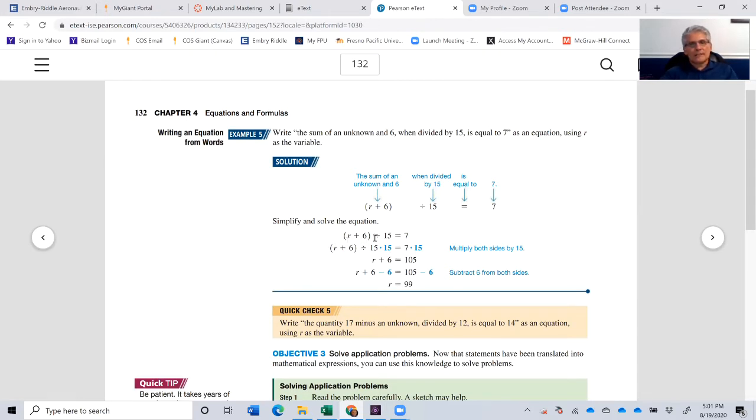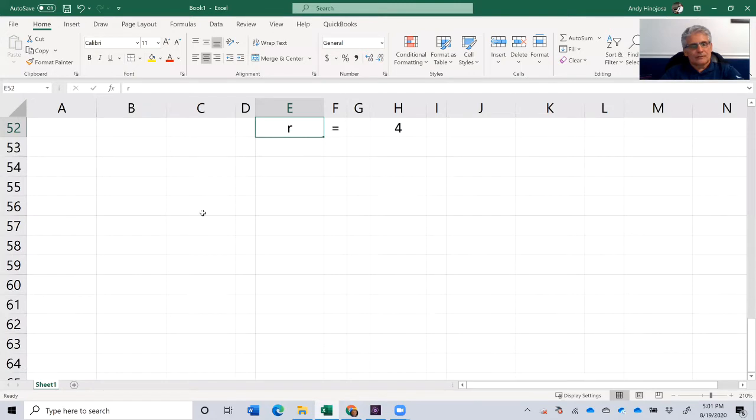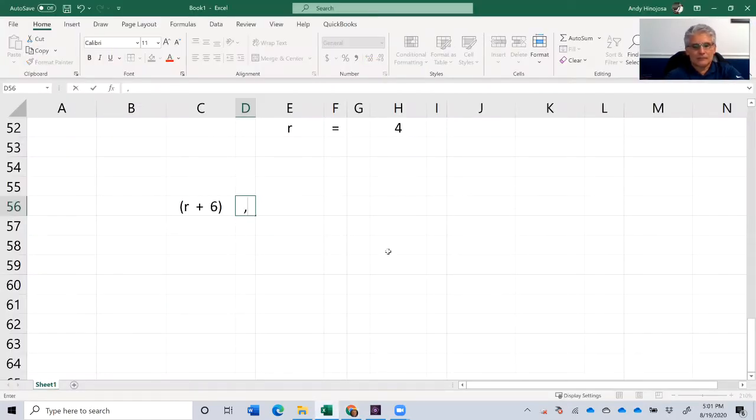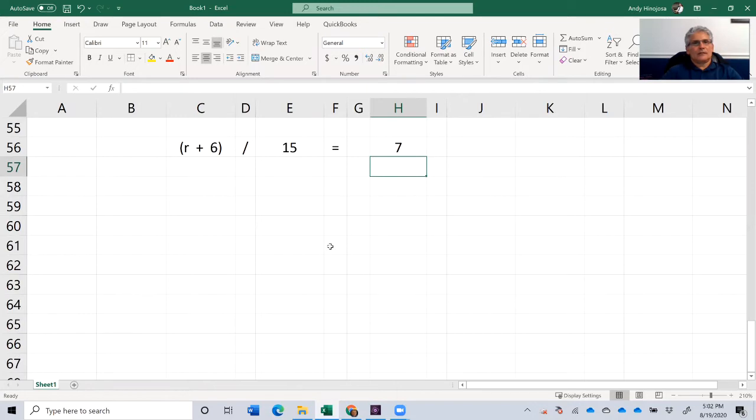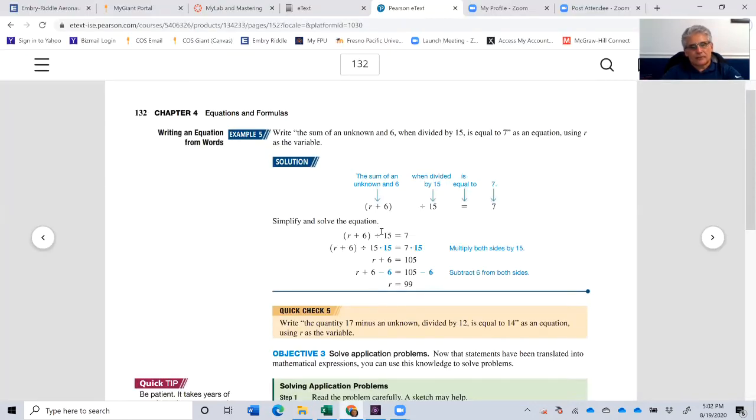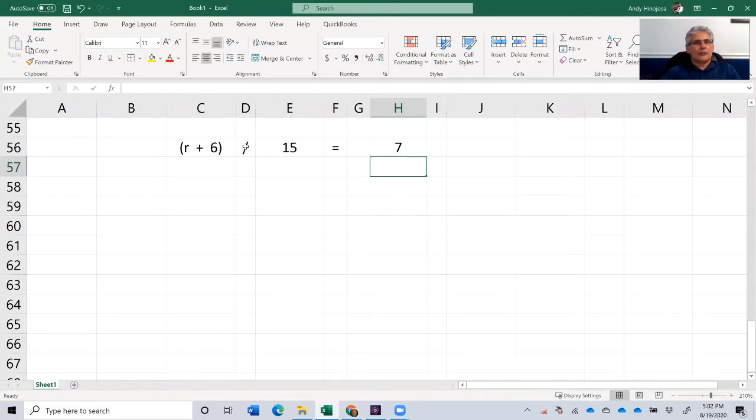When we have r plus 6 divided by 15, let me put it on a spreadsheet here so that I can write this out myself. So the r plus 6, and then there's the divided sign, but I'm going to use what I would likely use anyway, the divided by sign, 15, and then that equals 7. I know they're using the divide sign with the line and the 2 dots, but I'm going to go ahead and just put the divide sign here as if this were a fraction.